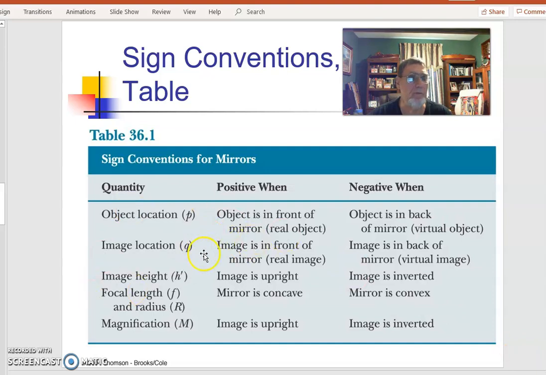This is one way to remember those. I really do it a little bit different. He focuses on in front or behind the mirror. I don't really do that so much as I just remember that a virtual image has a negative image distance.